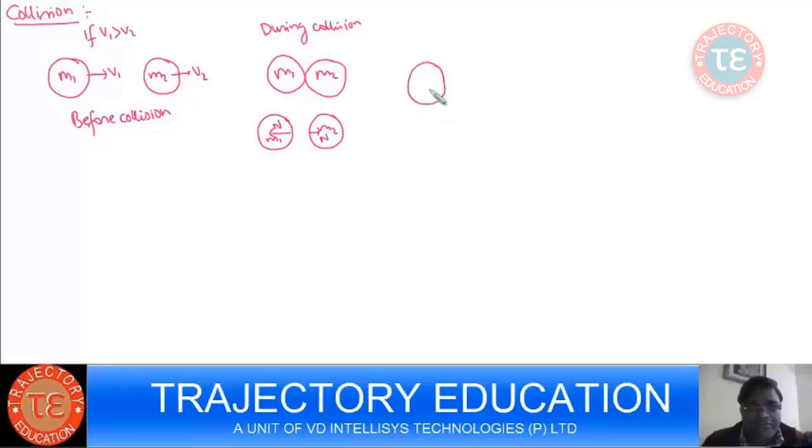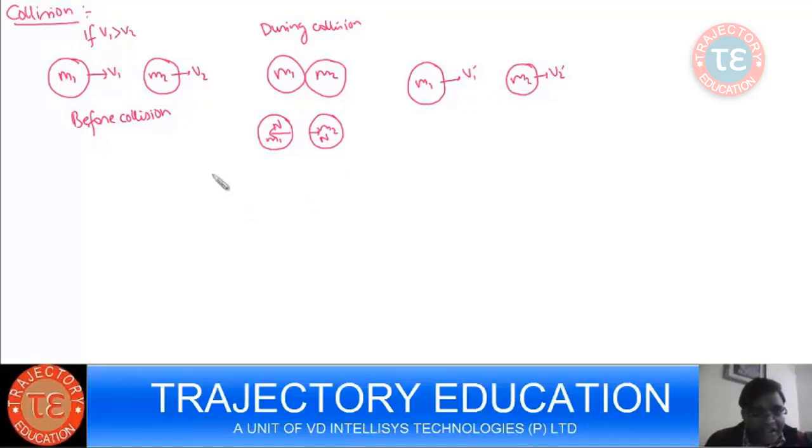As a result of these impulsive forces, m1 starts moving with v1 dash and m2 starts moving with v2 dash. This impulsive force is going to slow down m1, and this impulsive force N is going to make m2 faster. v2 dash will be greater than v2 and v1 dash is smaller than v1. So this impulsive force will decrease the velocity and reduce the momentum of m1, and this impulsive force is going to increase the momentum of m2.